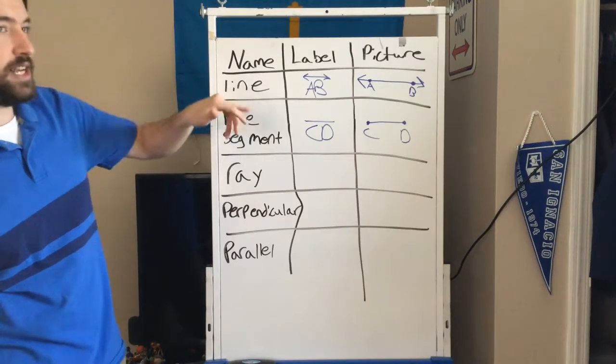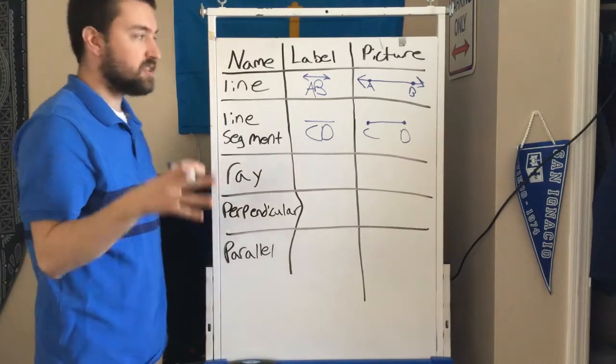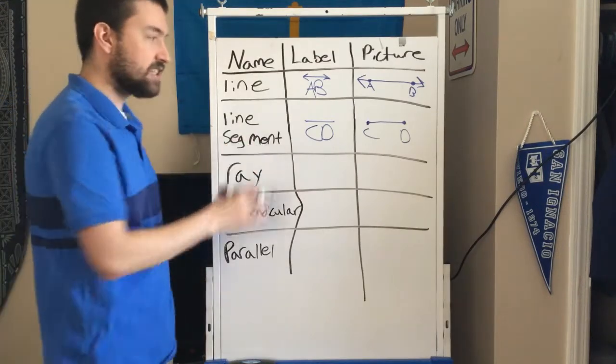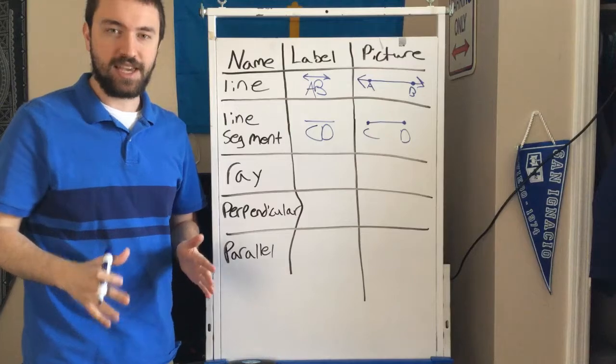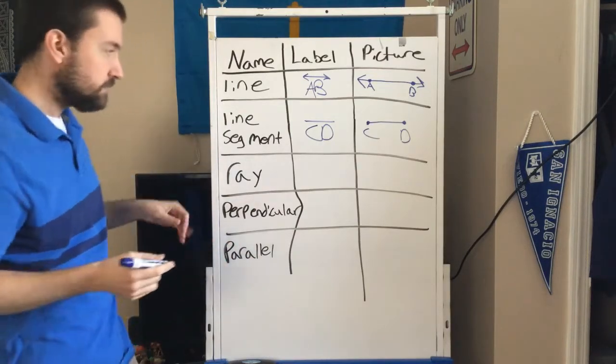So lines and line segments are very similar and very easy to get confused. The only difference is that a line segment stops. It doesn't go on forever. It's just a piece of a line.